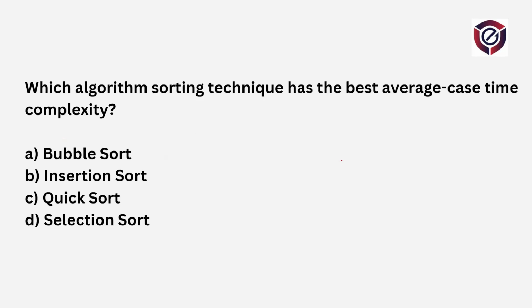Next question. Which sorting algorithm has the best average case time complexity? Whenever we talk about the best average case time complexity, bubble sort, insertion sort, quick sort, and selection sort all have one kind of time complexity or another. The best time complexity is quick sort over here, because bubble sort, insertion sort, and selection sort use O(n squared) time complexity, whereas quick sort has O(n log n) in its average case time complexity.